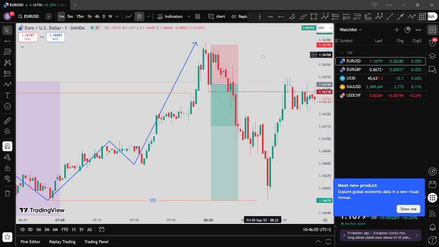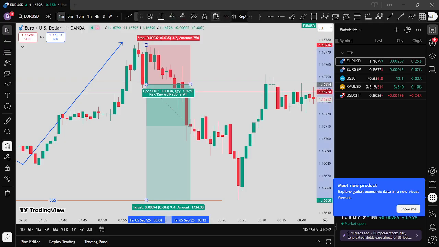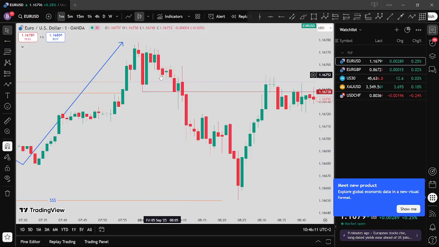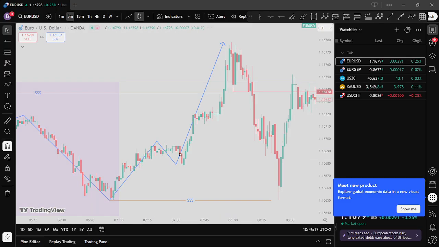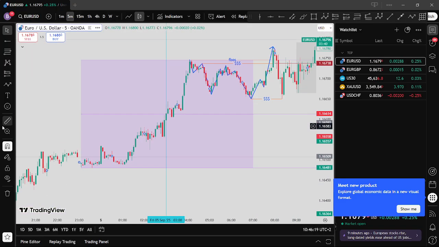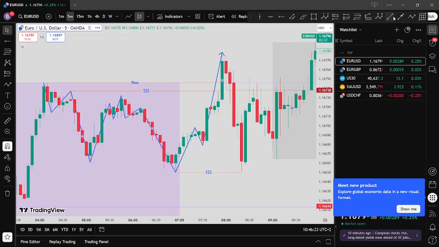But as I said, it didn't break this low clearly. So I left that, and this wasn't the best for me. So I was watching price, watching what's going on. And then the next thing that happened, price broke here, right?